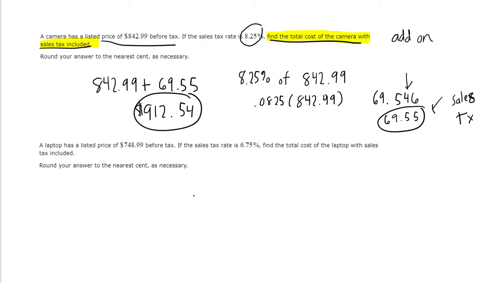Okay, let's go ahead and look at the next one. A laptop has a listed price of $748.99 before tax. If the sales tax rate is 6.75%, find the total cost of the laptop with sales tax included. Okay, so remember, we're finding the total cost of the laptop with sales tax included.